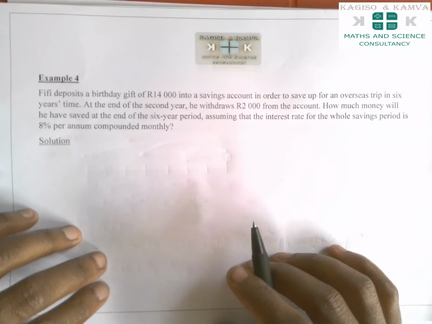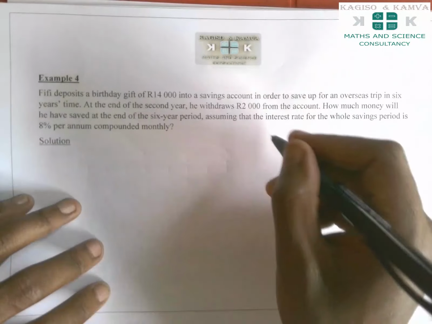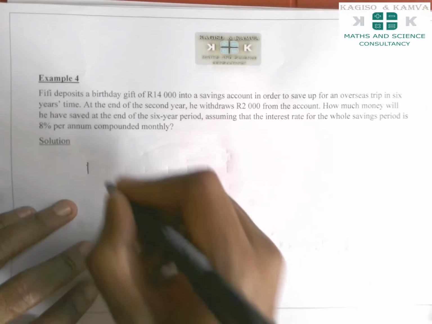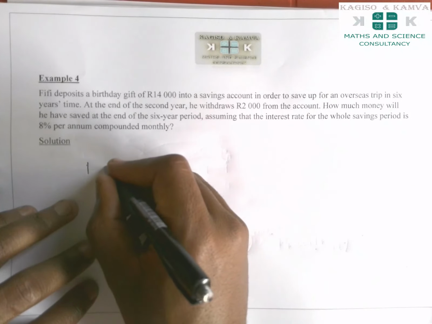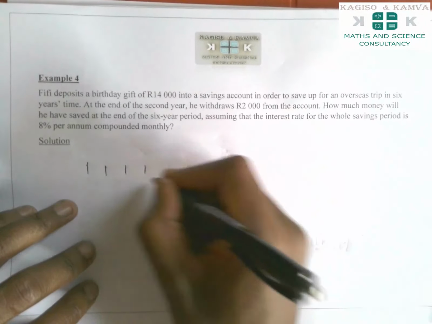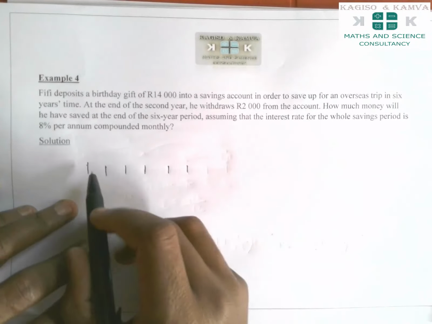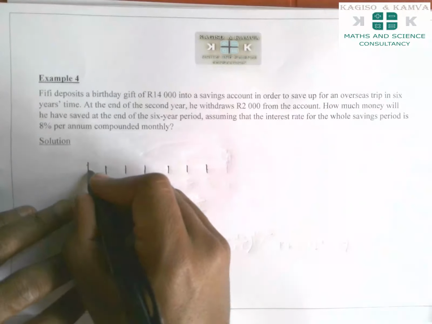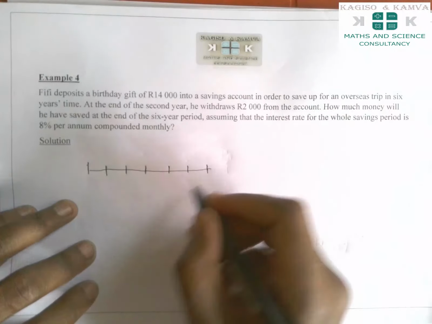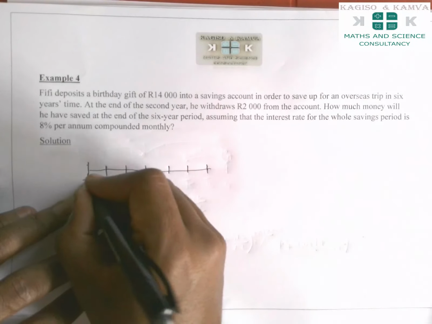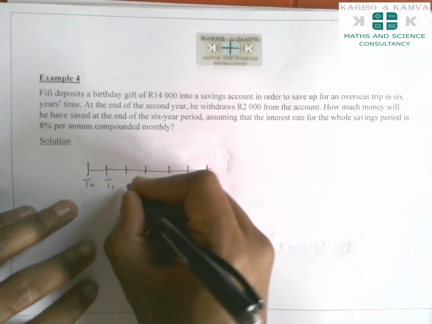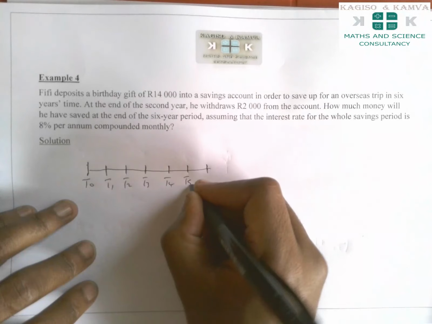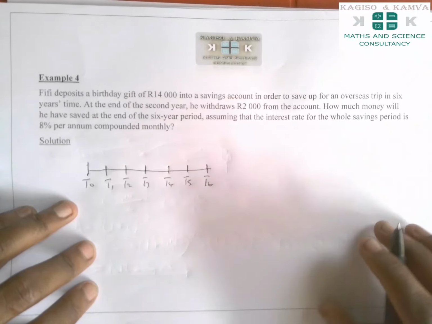Okay, now for 6 years. Let us say we are also going to have a timeline. We're going to have 1 2 3 4 5 6, because our timeline will start at T0, T1, T2, T3, T4, T5 and T6.